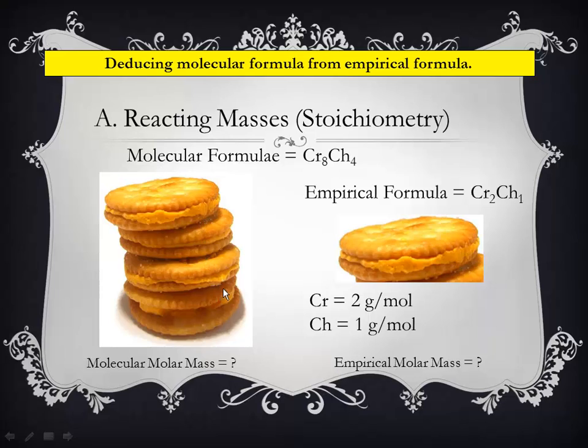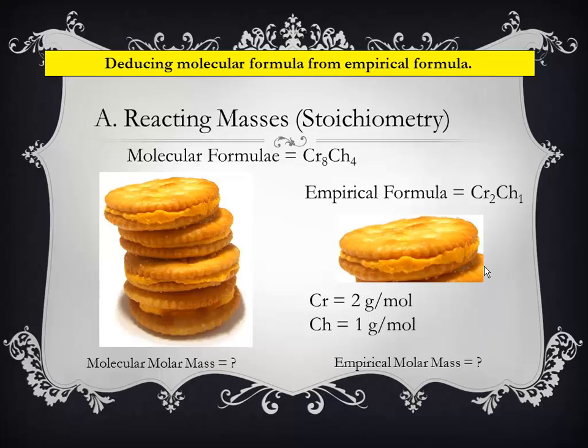There are 4 cheeses: 1, 2, 3, 4. So the molecular formula is Cr for cracker 8, Ch for cheese 4. Each of these can be reduced by 4, to 2 crackers and 1 cheese, as you can see here. Okay.